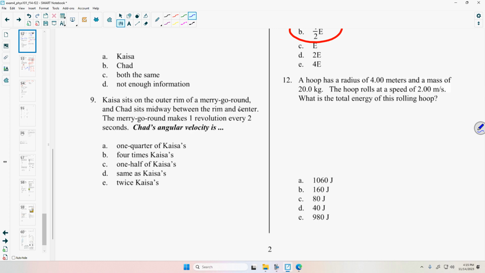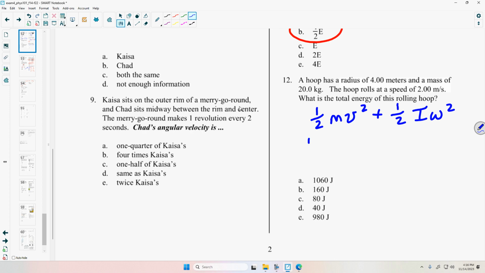A hoop has a radius of 4 meters, mass 20 kilograms. I want to know the total energy of this hoop. It's rolling at a speed of 2 meters per second, traveling at a speed of 2 meters per second, and it's also rotating. So it has two different things going on. It has a rotational energy and a translational energy. So the total energy will be the translational energy, that's 1/2 mv squared, plus the rotational energy, 1/2 I omega squared. And then it's a matter of getting all those things sorted out.